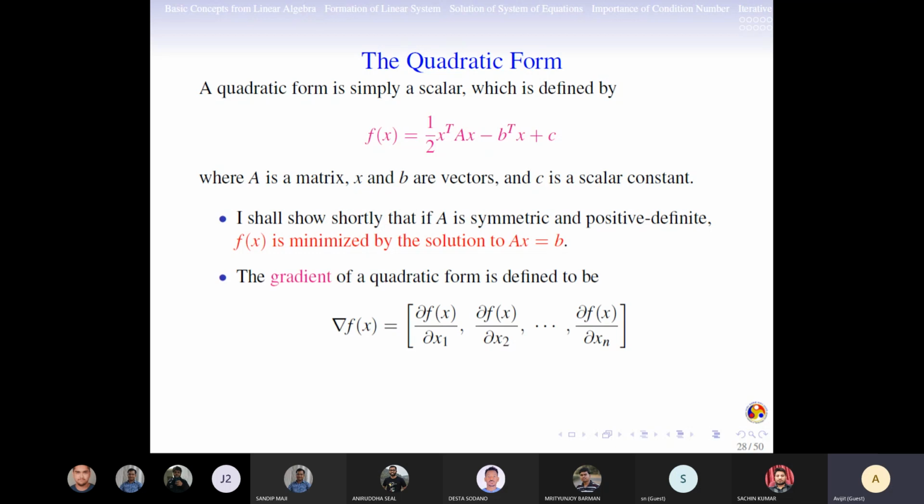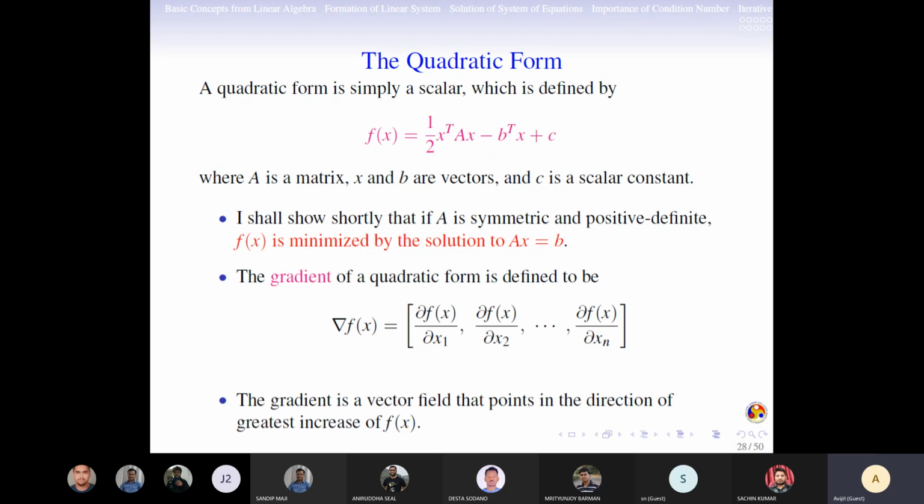But before that we need the gradient of a quadratic form. If f of x is the quadratic form, the gradient of f of x is defined by this formula. And we also know the gradient is a vector field that points in the direction of greatest increase of f of x. That means if you have a quadratic form f of x and you calculate the gradient, it gives you a direction, and that is the direction in which f is increasing. That is clear; we all know that. The gradient is the direction in which f is increasing.